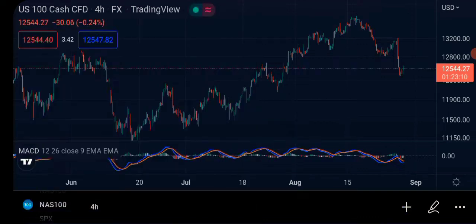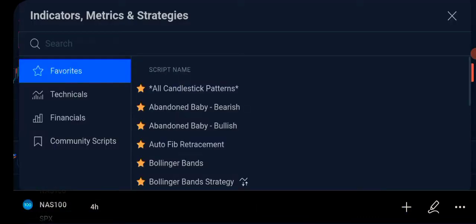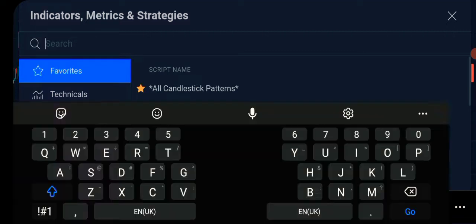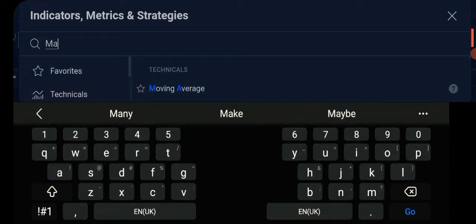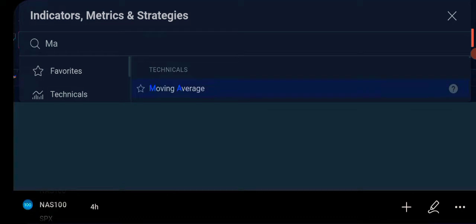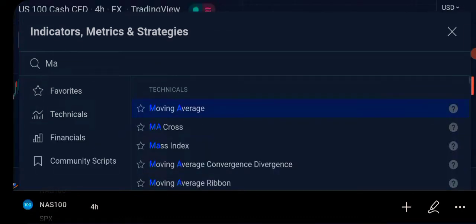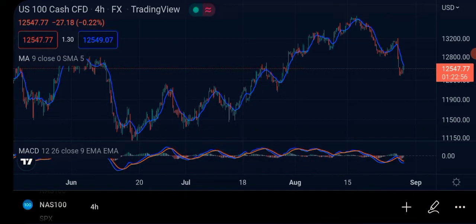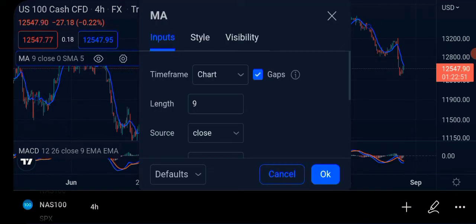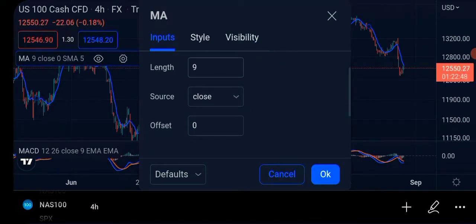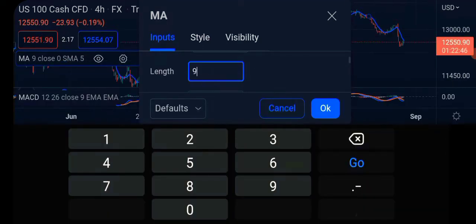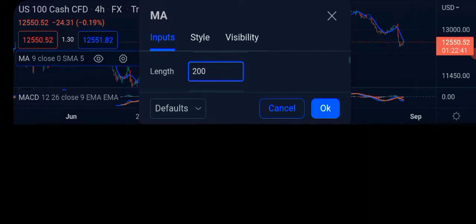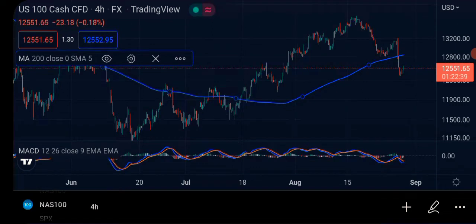Now the same procedure, moving average. Click on it. It has been selected. Go back. You already have it on. Now you click on this side to edit. You change the length to 200. That's all you need to do.